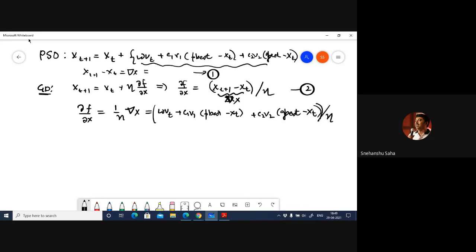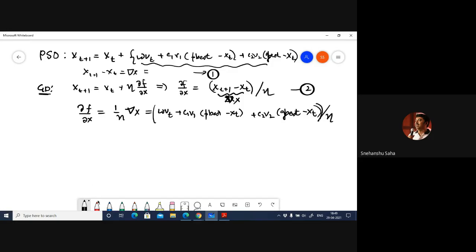Now there are some key things that we bring in here. It is well known that your search will terminate when your p best will be equal to g best, because that's exactly how the swarm works. So you can replace the p best with the g best. So I can do this.